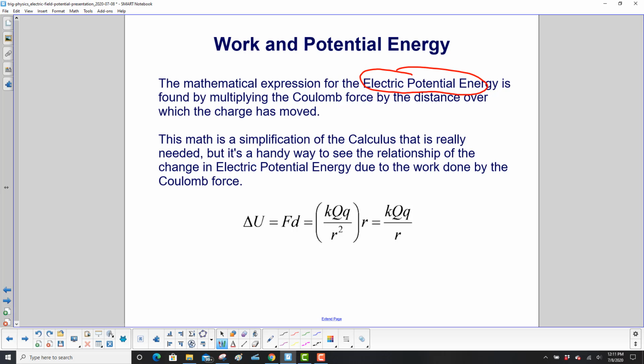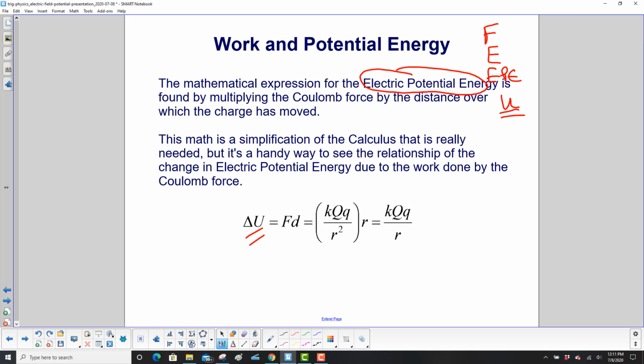And please recall again, we started with force, then we went to electric field. Now we're going to define electric potential energy, which sadly has the same abbreviation as elastic potential energy, so we're just going to call it U. That's what's used in more advanced textbooks. We will find it by multiplying the Coulomb force by the distance over which the charge is moved. This math is a simplification of the calculus that is really needed, but it's a handy way to see the relationship of the change in electric potential energy due to the work done by the Coulomb force.